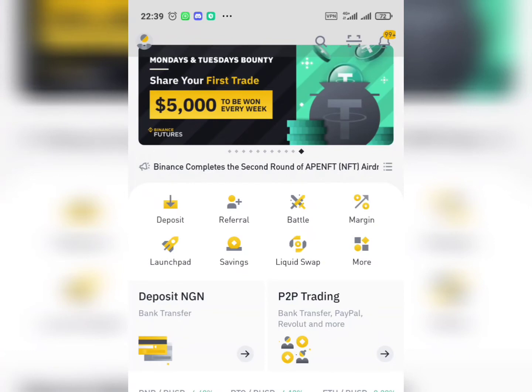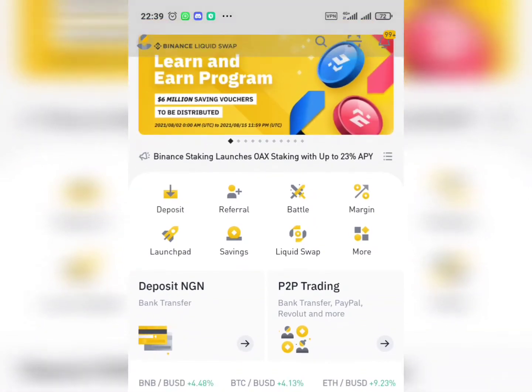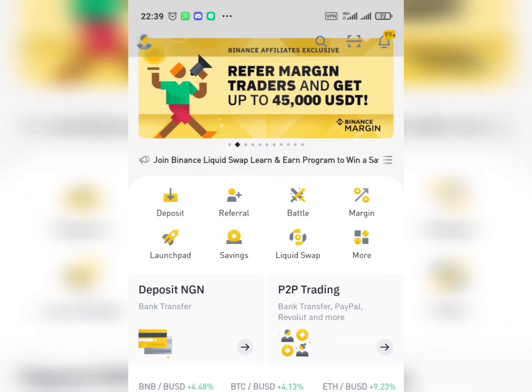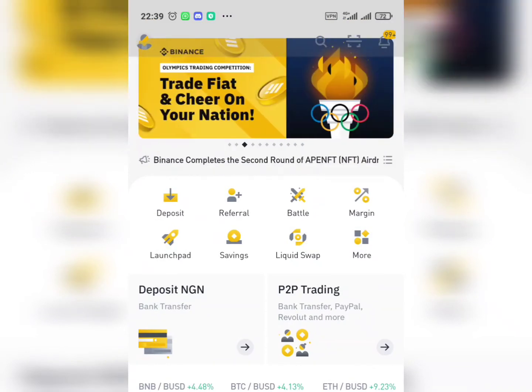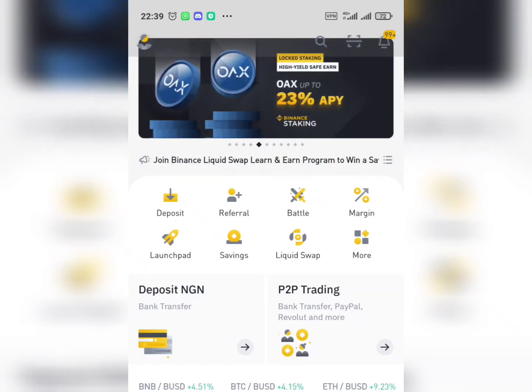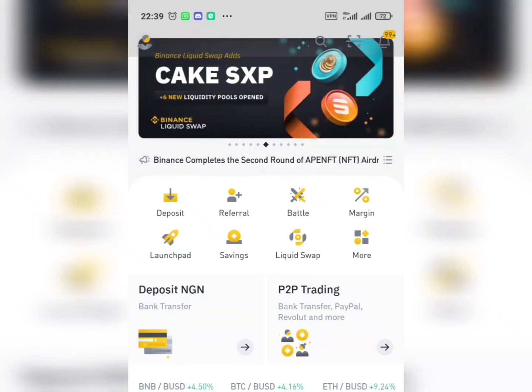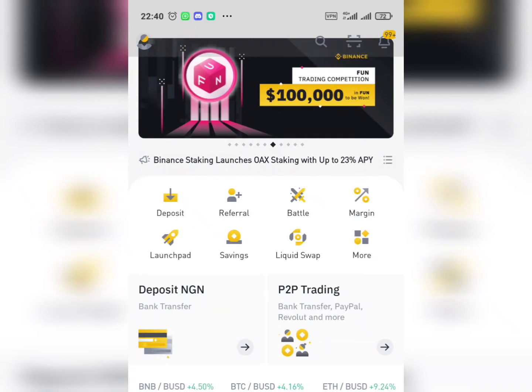Because if the coin is a good coin with solid use case, solid fundamentals, and everything is solid, you will need to wait for the token to recover. It might take 1 month, it might take 2 months, it might take a much longer time. So you can put in your stop loss.